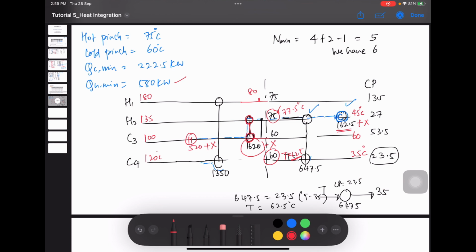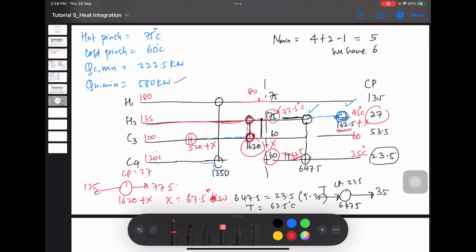So how are you going to calculate? You can use any of the heater, cooler or the heat exchanger. So I'm using this heat exchanger. So this is 1620 plus X, and the temperature here is 77.5. And the temperature here, this stream is 135. CP of the stream is 27. So when I solve, X equals 67.5 kilowatt.